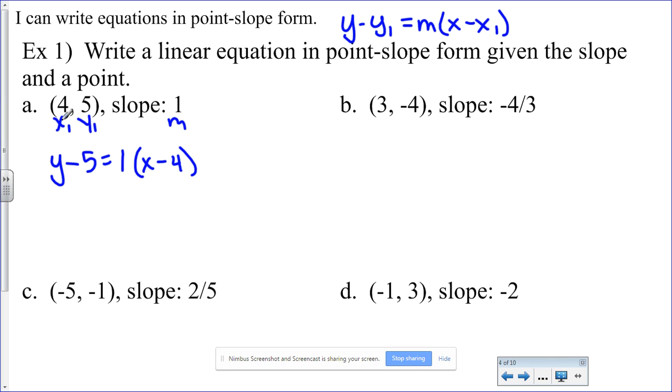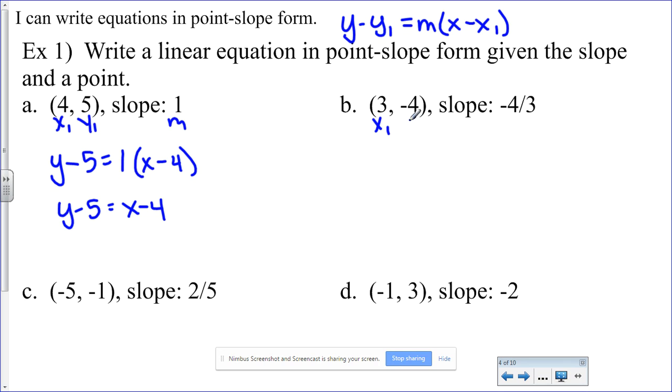Again, notice that that sign is the opposite. So the 4, which was positive, became negative when I plugged it in. This would be your answer in point-slope form. Since the slope is 1, you might also see it without the parentheses. So y minus 5 equals x minus 4.